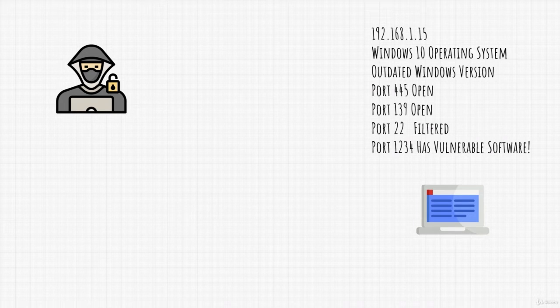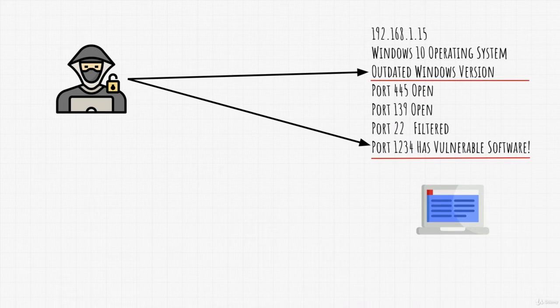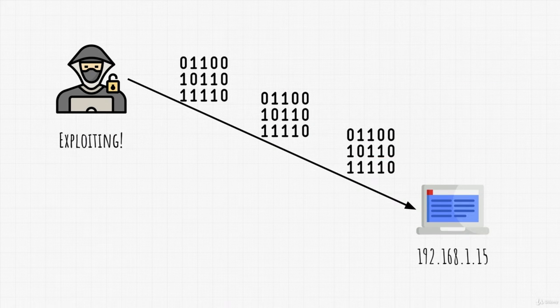Once we found out this information, the next step is to extract useful information from this. So in this case, what we would find most interesting would be these 2 facts: an outdated Windows 10 operating system and a vulnerable software on port 1234. This is what we will use to attack the target. We would then exploit the target's vulnerability and gain access to it.